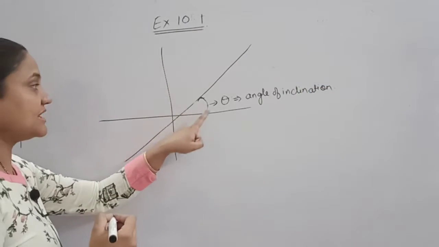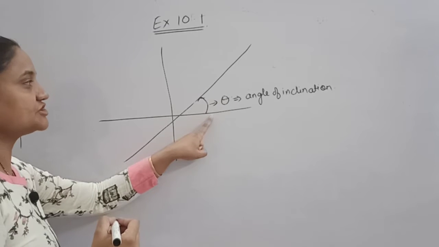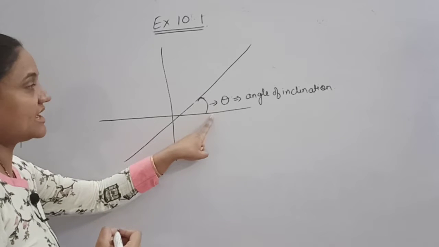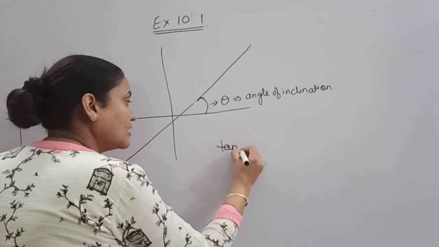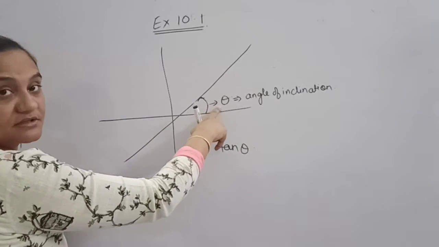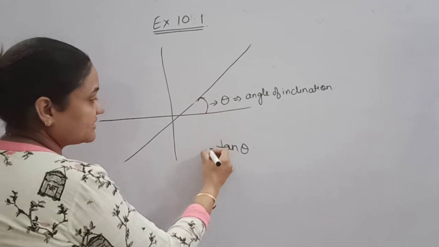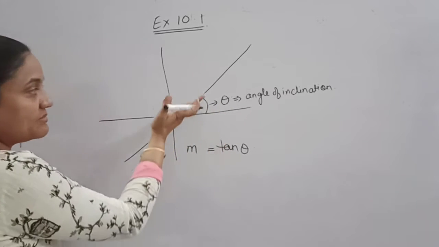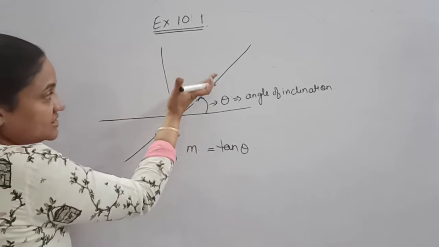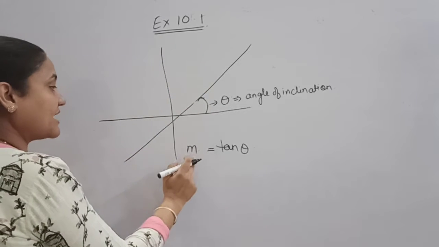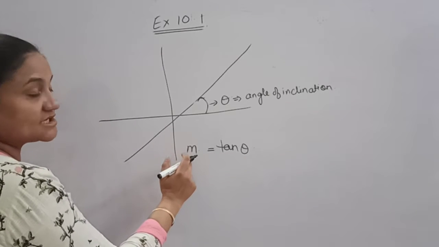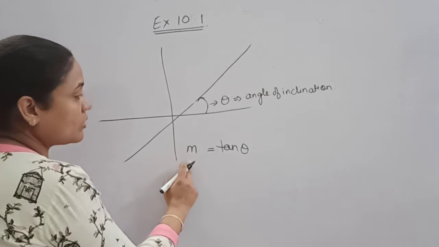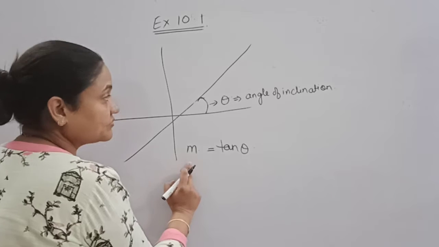The angle which the line makes with the positive direction of the x-axis is called the angle of inclination. And tan theta of that line gives the slope of the line. Slope means how much it is tilted. कितनी झुकी हुई है, क्या इस लाइन का स्लोप है, that will be given by tan theta, and we will represent the slope by m. हम स्लोप को m से represent करेंगे, ठीक है.